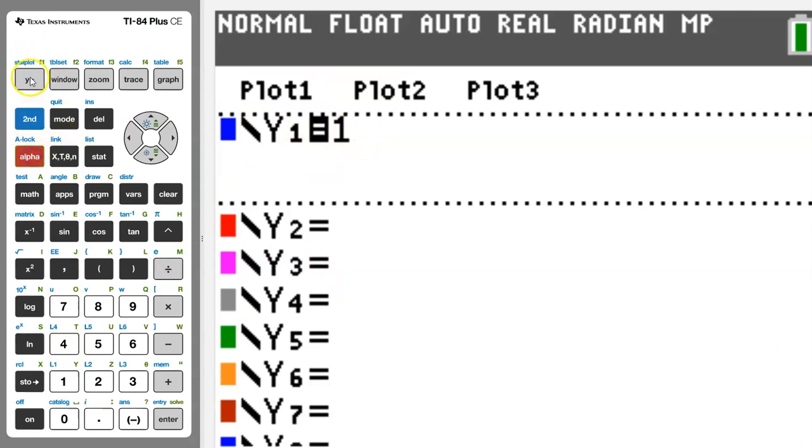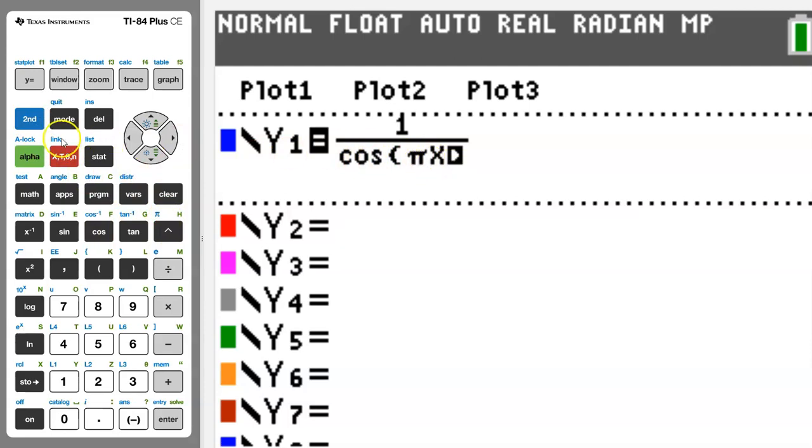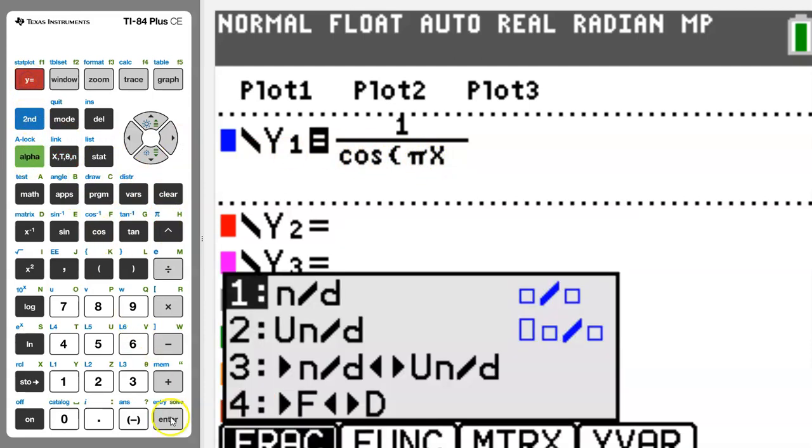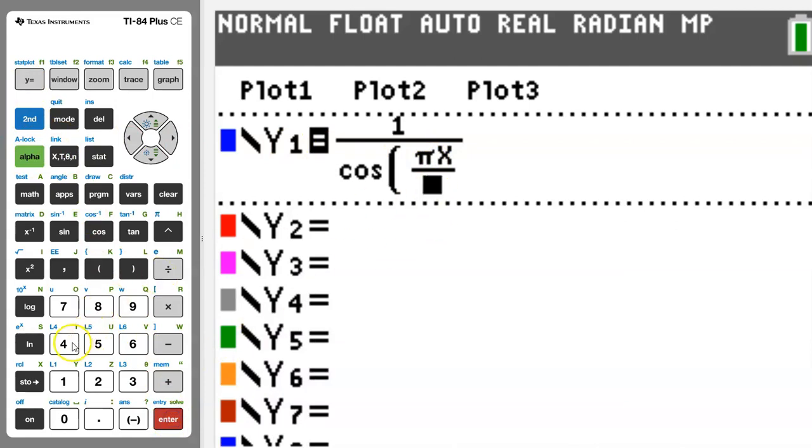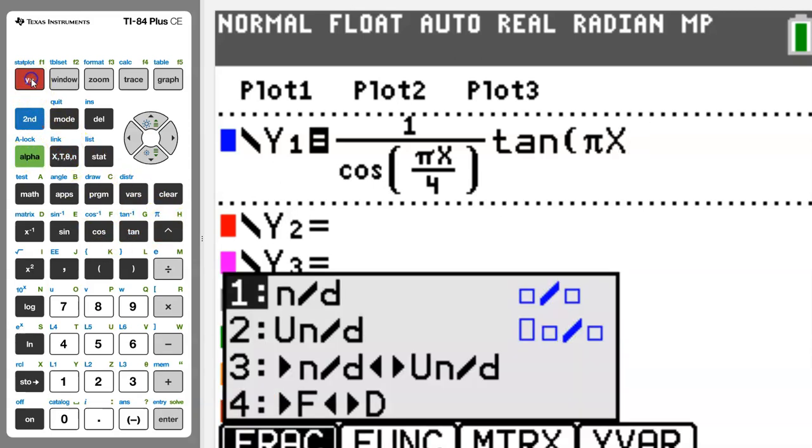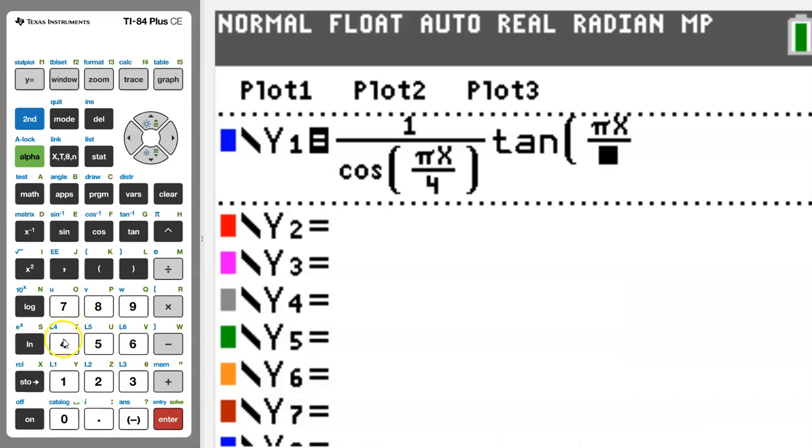So I need 1 over cosine. I will hit alpha y equals enter to set up the fraction. And now I can type cosine, and I need pi x, so second pi x. And this needs to be over 4, so I will hit alpha y equals enter again to make a fraction with a denominator of 4. Next to that, we can type tangent of pi x over 4.